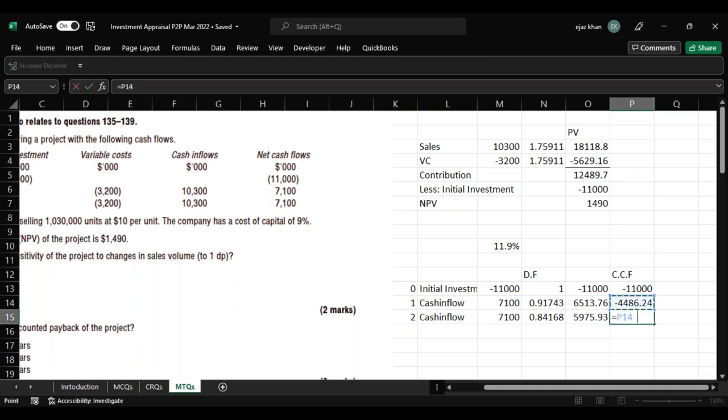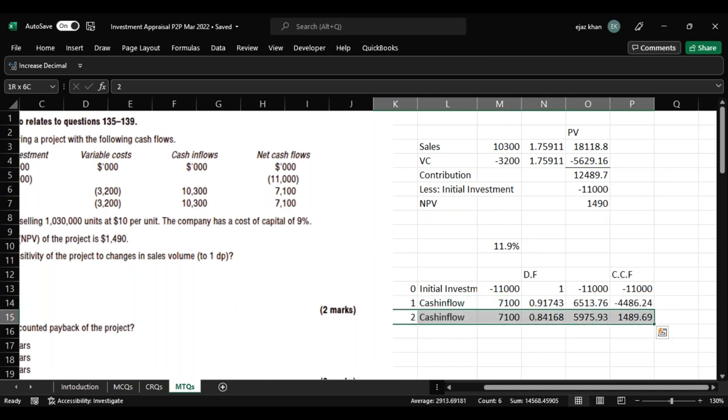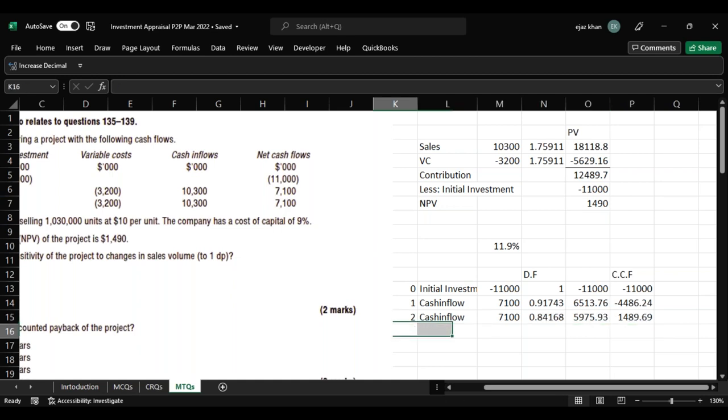And then we have recovered 5,975.93, and now we have a surplus, which means that this project took one complete year and some part of the second year in order to recover the investment. So what that part is, that's what we need to find out. At the end of the first year, what we were supposed to recover was 4,486. This is what we were supposed to recover.